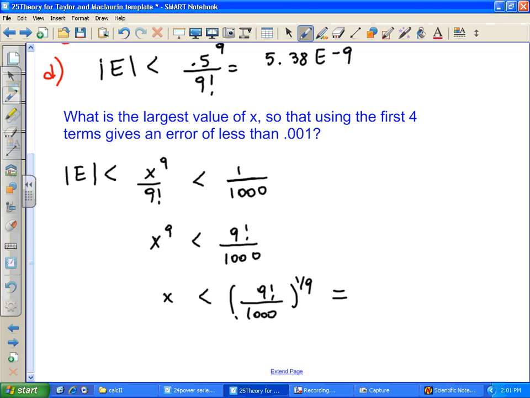Anybody who got something? 1.92 roughly, 1.925. That means as long as x is less than that value, you can still use just the first 4 terms, and you'll have a pretty reasonable estimate with an error less than 0.001. So you can see a calculator can easily be programmed to decide how many terms to add.